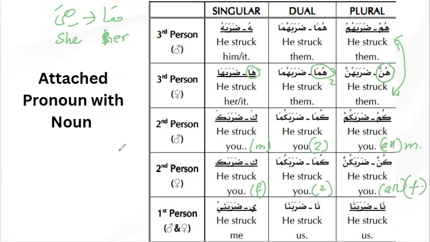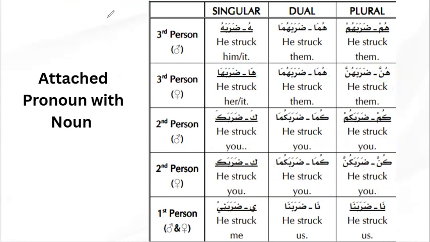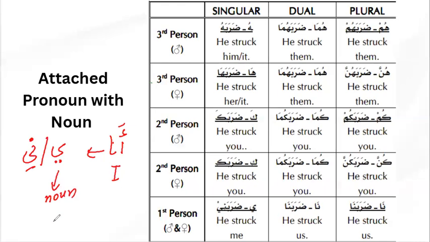Now remember, I taught you last class. Let me use a different highlighter for this. What does ana mean? I. And I told you that when it comes in the attached form, you either use the ya or you use ni. Okay? Ya is when it's with a noun. Ni when it's with a verb.